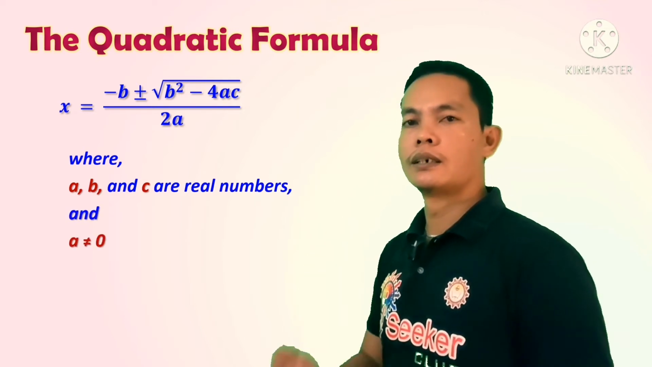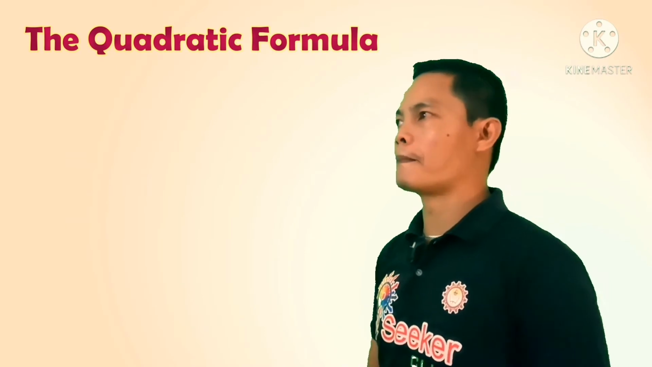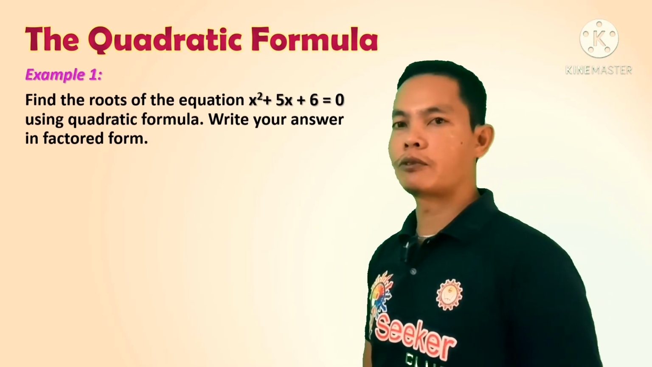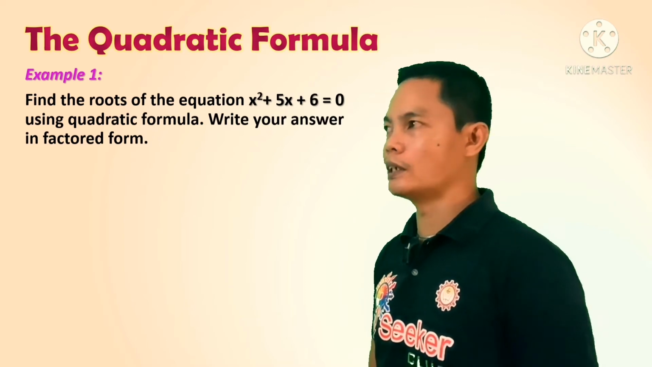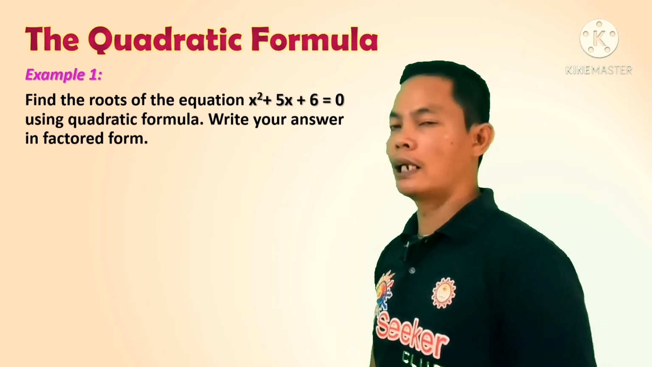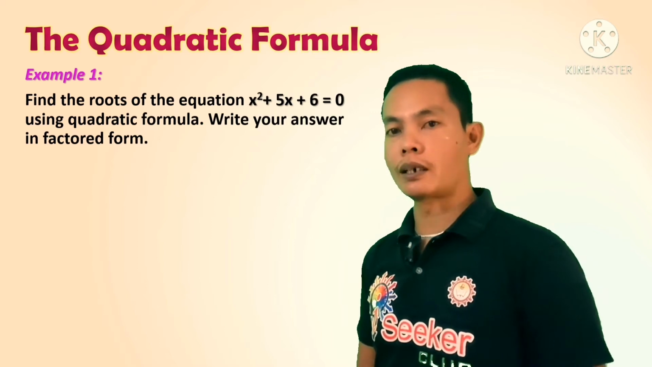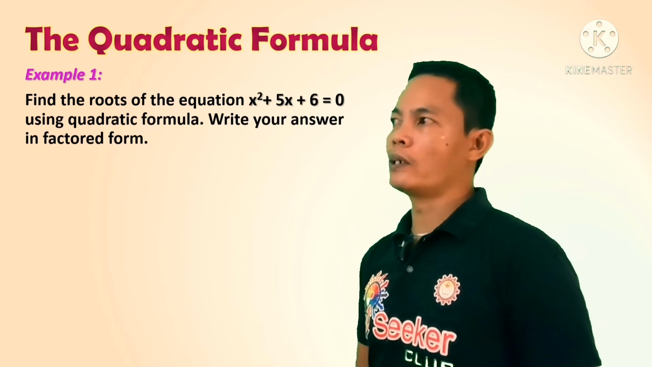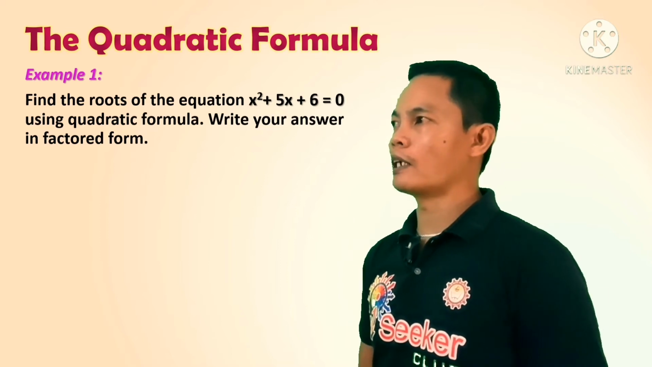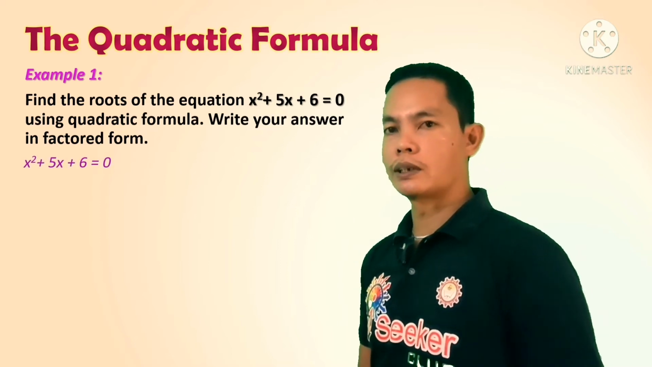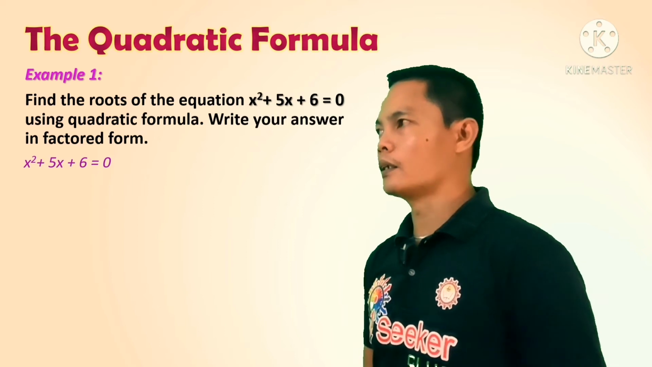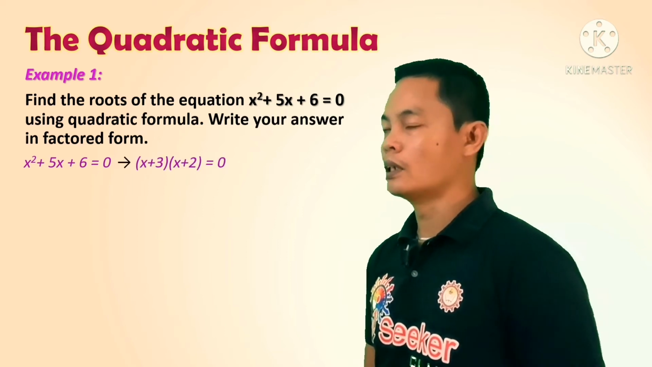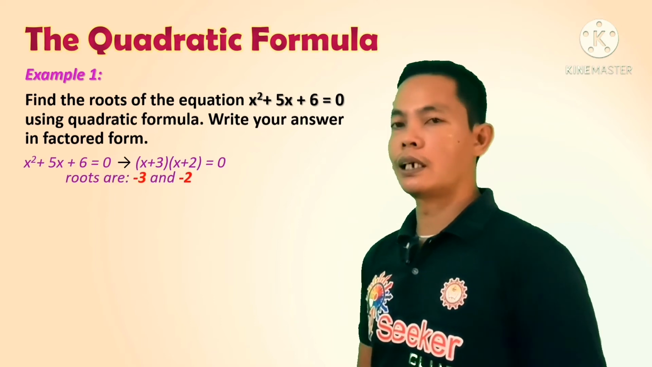So let us give an example number 1. Find the roots of the equation x squared plus 5x plus 6 equals to 0 using quadratic formula. Write your answer in factored form. Solution. If we are going to factor the given x squared plus 5x plus 6 equals to 0, we got a factor of x plus 3, x plus 2 equals to 0. So the roots are negative 3 and negative 2.